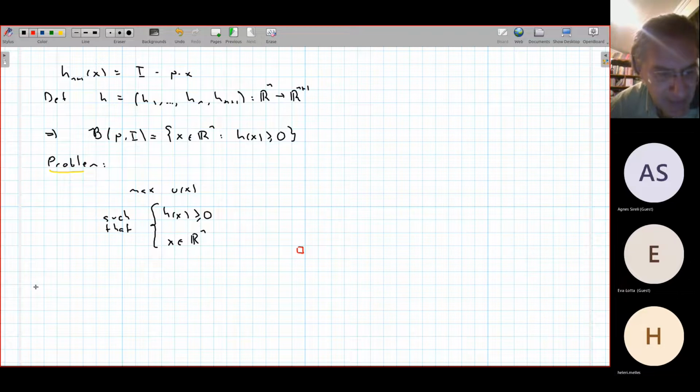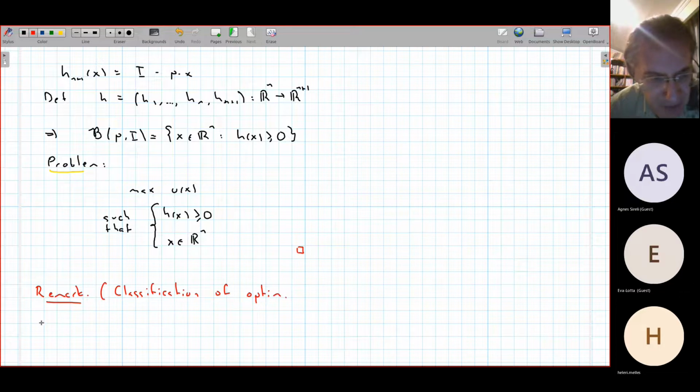Well, this leads us to introduce some classification of optimization problems. And I'm going to talk about that in the following remark. So this is on the classification of optimization problems.